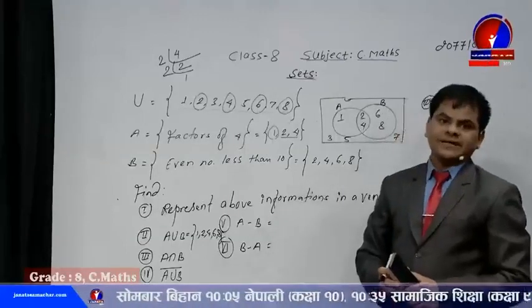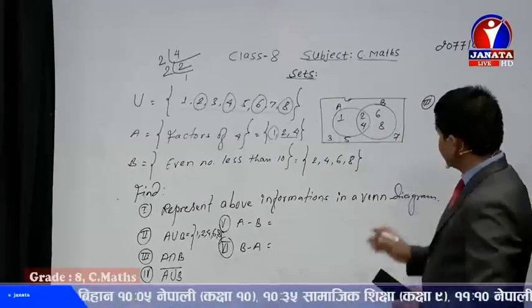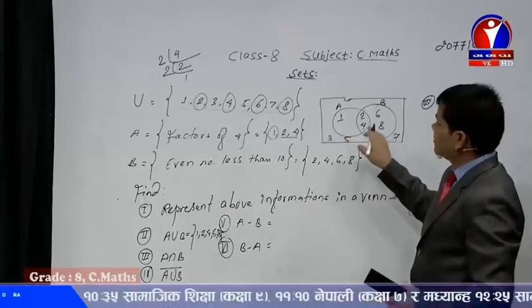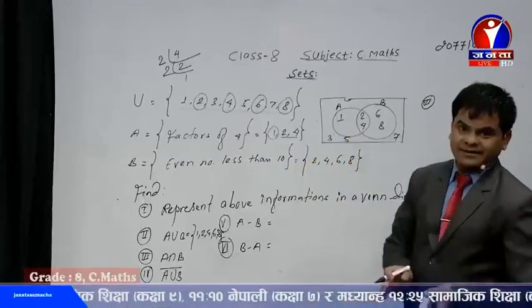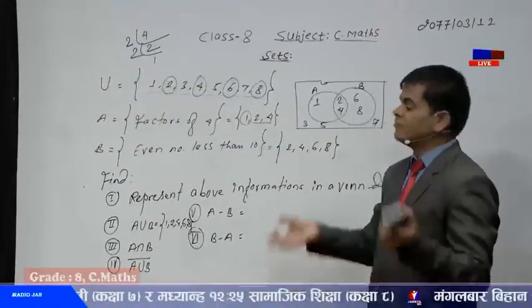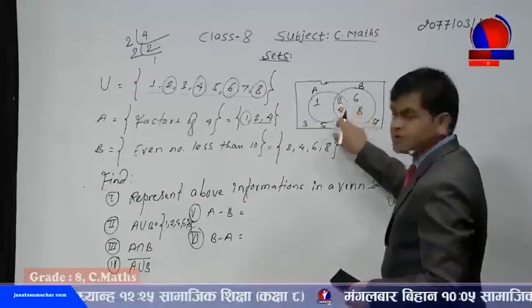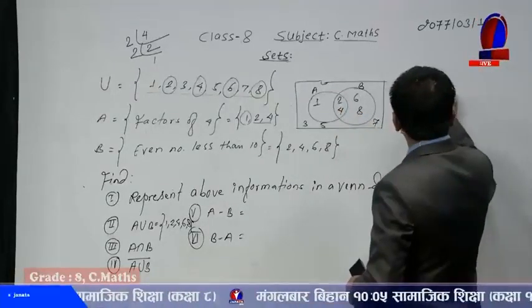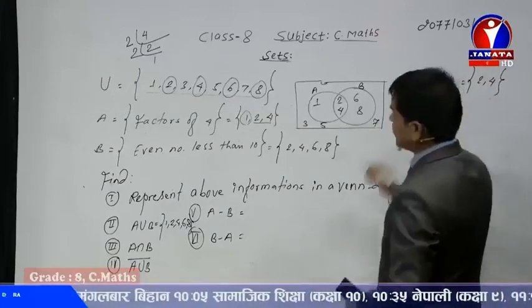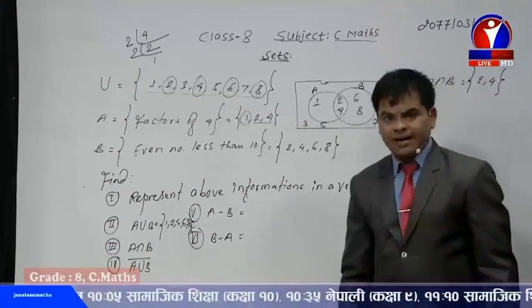Logically, dear students, the number of people or the members who have the common characteristics, or the number of people who like both, are these 2. That's why they are represented by A intersection B as 2, 4. So the answer of A intersection B will be 2, 4.